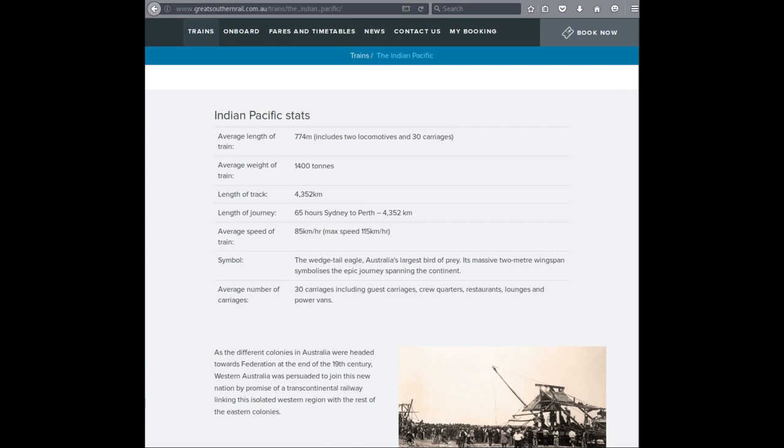So there's no more track. 4,352 kilometers is all there is. There's no maintenance track. There's no other path. That's all they track, I guess. So, average speed of train, 85 kilometers per hour with a maximum of 115 kilometers. That equates to about 52 miles per hour for those of us living on the other side.